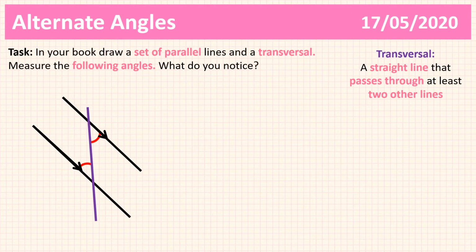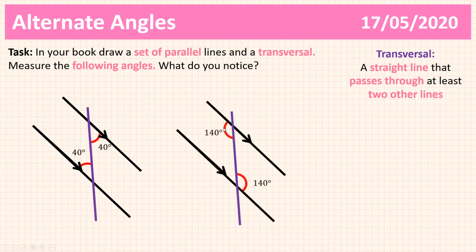Okay, just to help you out, here's my diagram, and I measured both of my angles as 40 degrees. Because I've only done one diagram, I can't really notice something, so I'm going to draw another diagram and measure the other two. I measured the other two angles and I got 140 and 140. So in my first diagram I got 40 degrees and 40 degrees. In my second diagram I got 140 and 140. I'm starting to see a pattern now, so maybe do a couple more and see what you get.